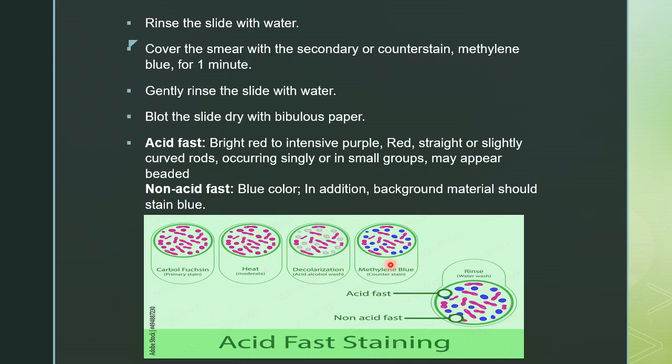Okay, so then when you add methylene blue, what happens? So this red colored acid fast bacteria will remain as it is, whereas the non-acid fast bacteria will appear blue in color. So when you observe under microscope, you can differentiate easily based on the color differentiation.